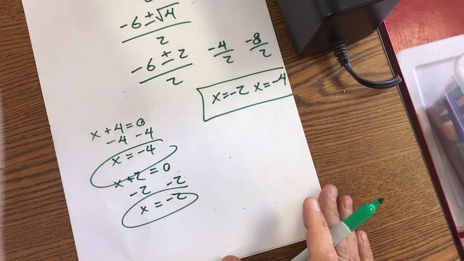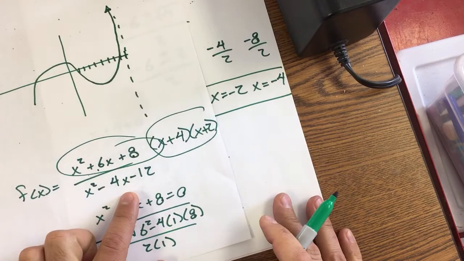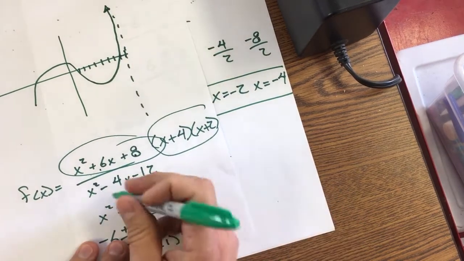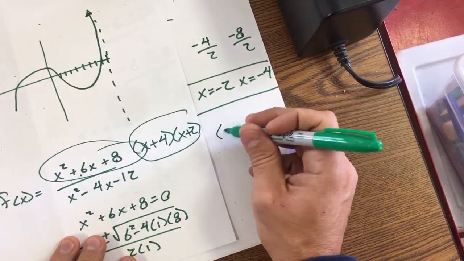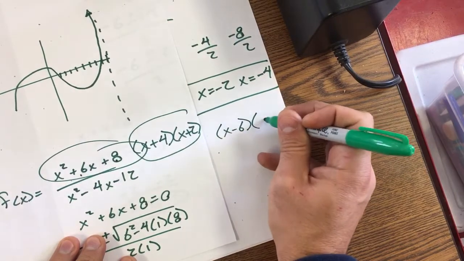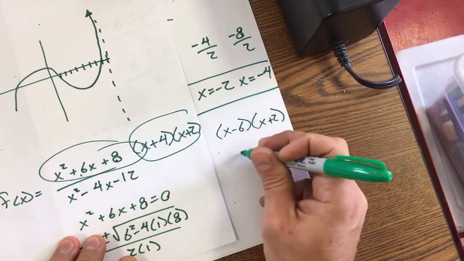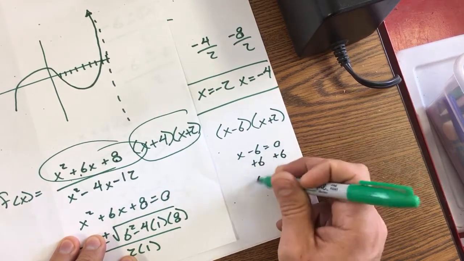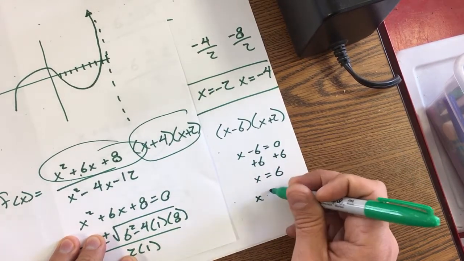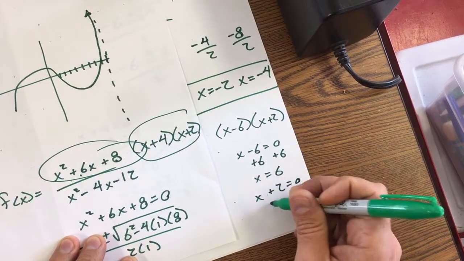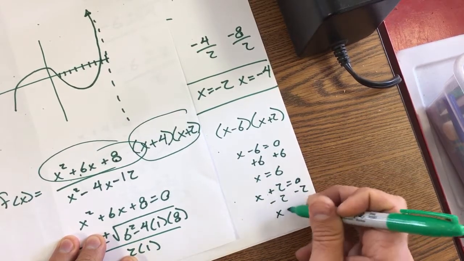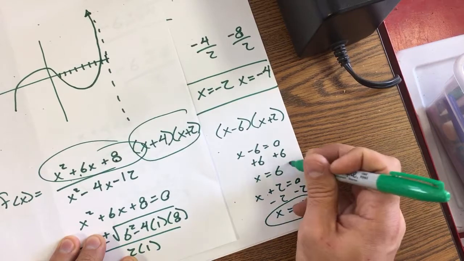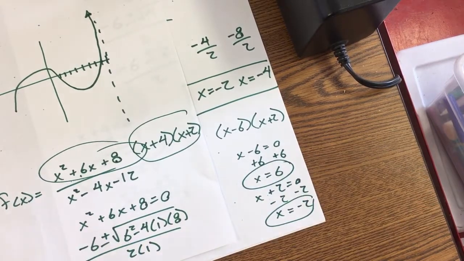So I'm going to do that same thing with my denominator, except I'm going to factor it. Two things that multiply to negative 12 and add to negative 4. So those are my vertical asymptotes. And that's all that we're going to find today.